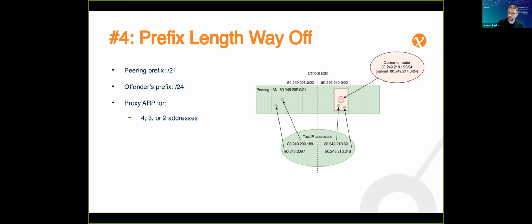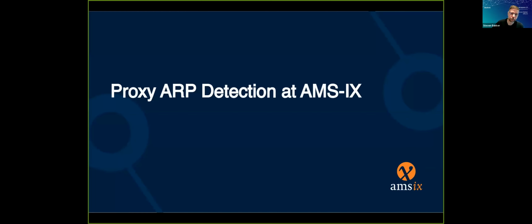And this is why we said if you see a device replying for 2 or more of these addresses, that's when you have a dangerous proxy ARP.